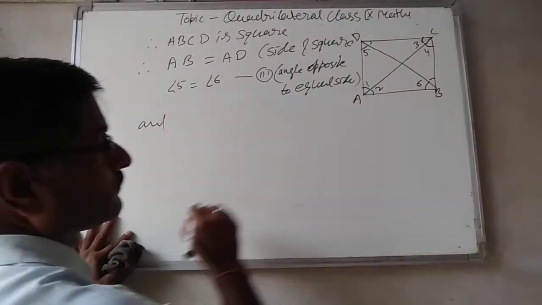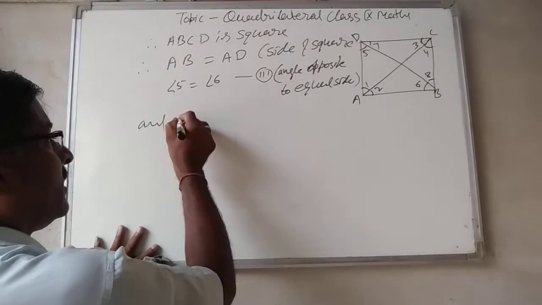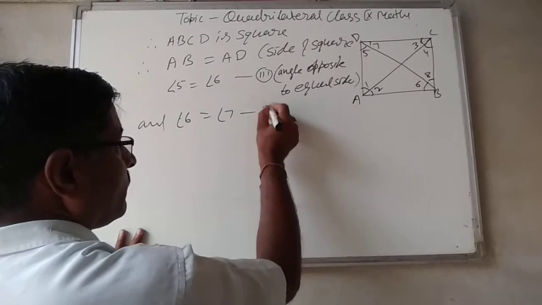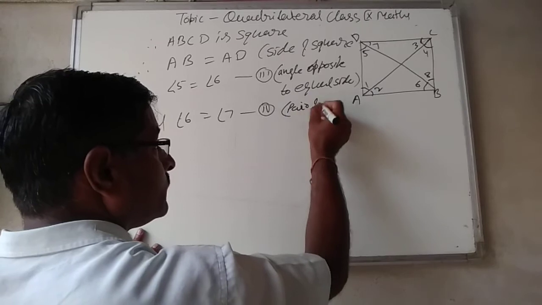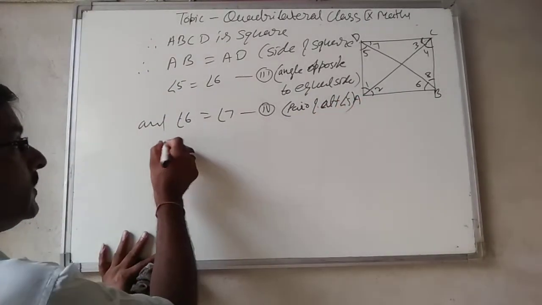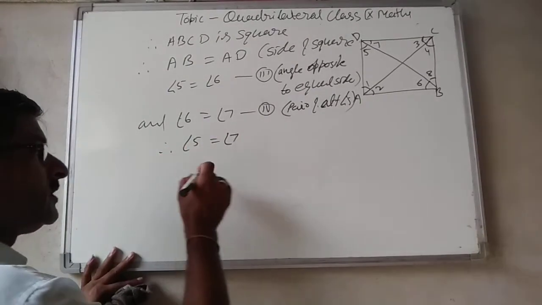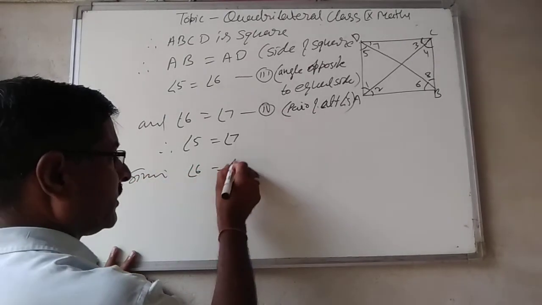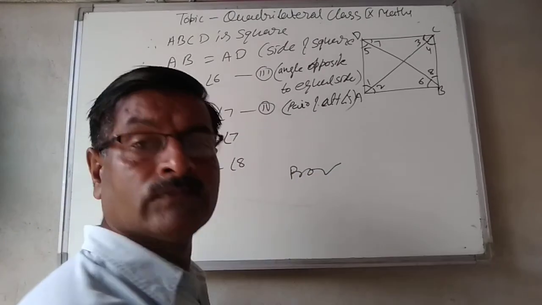And angle 6 is equal to angle 7, number 4, pair of alternate angles. Therefore angle 5 is equal to angle 7, which is your result. Similarly angle 6 is equal to angle 8. Result is proved. Thank you.